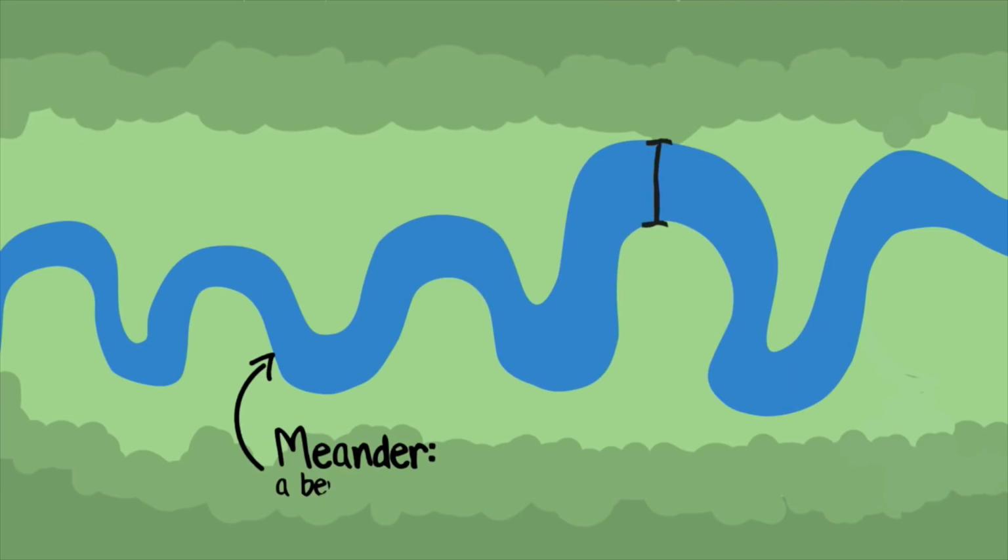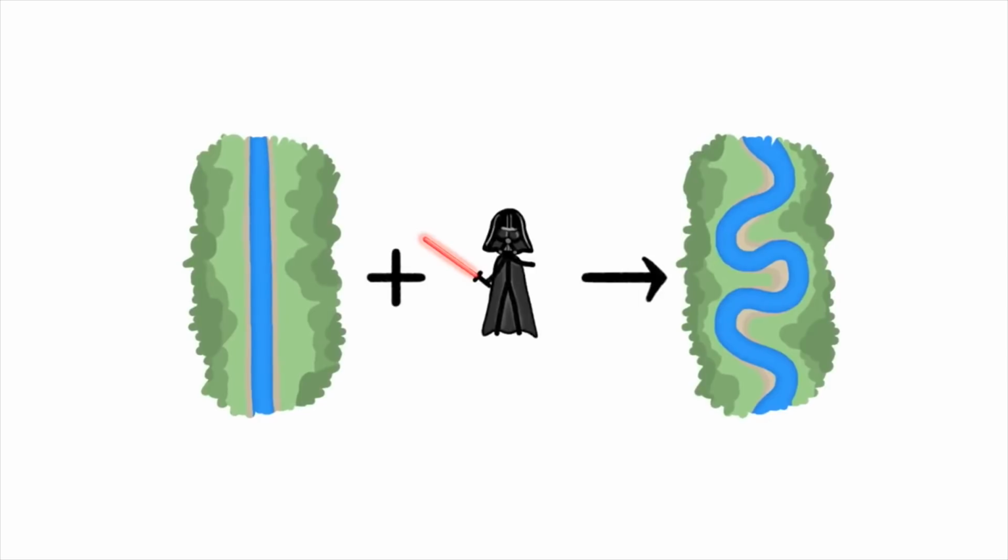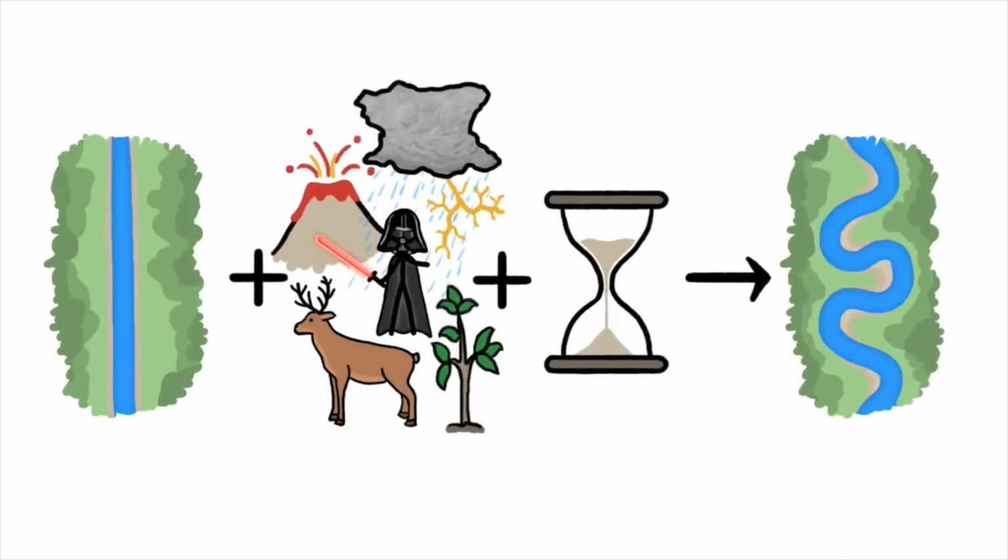The middle course has two main features: meanders and oxbow lakes. All that it takes to turn a straight stretch of a river into a bendy one is a little disturbance and a lot of time. And in nature, there's plenty of both.